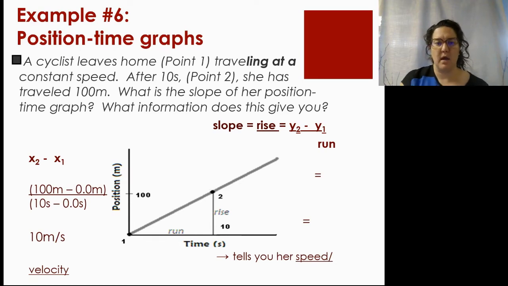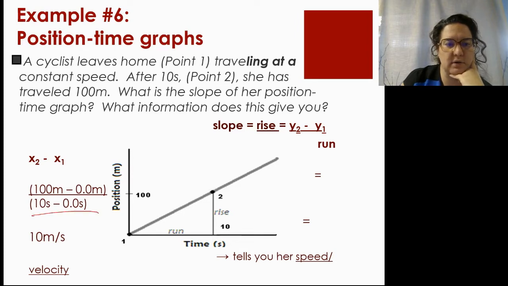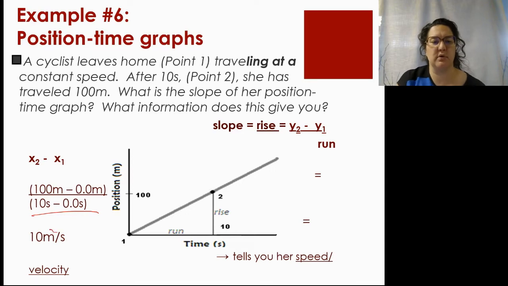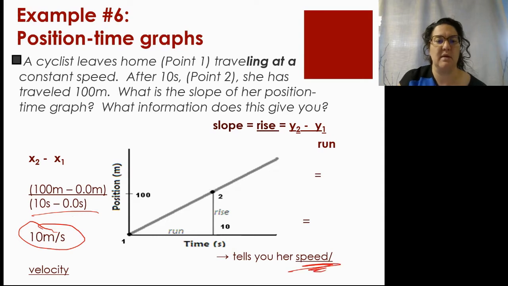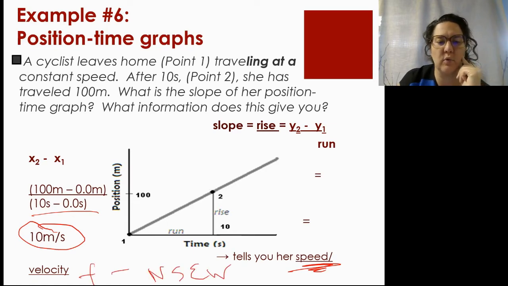So we're going to show here that she has traveled 100 minus 0 over 10 minus 0. So we have a total speed of 10 meters per second. So this tells you her speed, because for velocity, we would need to have a direction, either positive or negative, or north, south, east, or west.